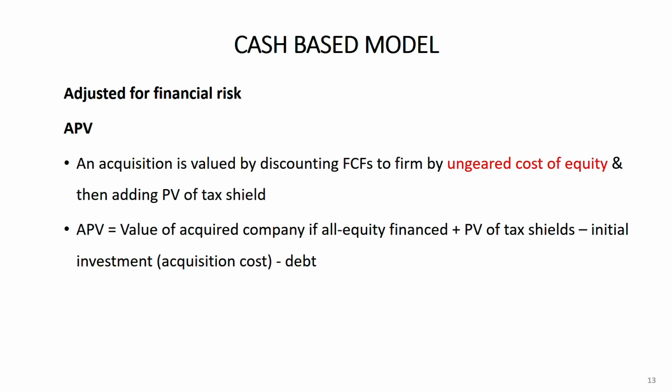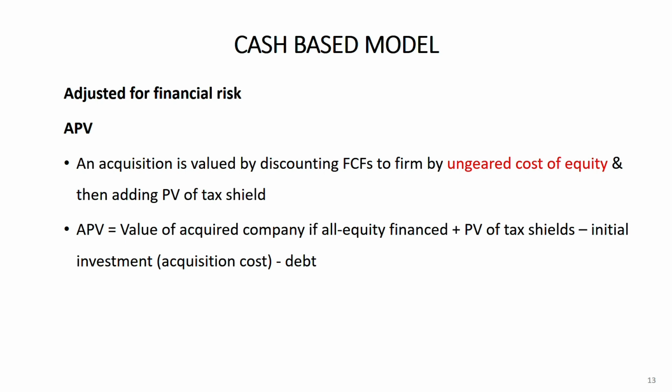Adjusted present value equals the value of the acquired company if all equity financed. So your understanding of adjusted present value remains the same. There is no change in that. Still equity financed only. But that time it was net present value if all equity financed. This time it is the value of the acquired company. That is the only difference. Plus present value of tax shield.